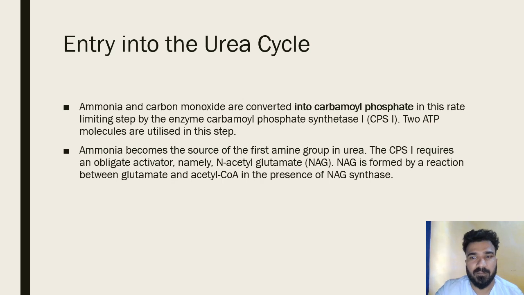carbamoyl phosphate. This is the rate-limiting step, catalyzed by the enzyme carbamoyl phosphate synthetase 1. Two ATP molecules are utilized in this step. Ammonia becomes the source of the first amine group in urea. CPS1 requires an obligate activator, namely N-acetyl glutamate. NAG is formed by a reaction between glutamate and acetyl coenzyme A in the presence of NAG synthase.